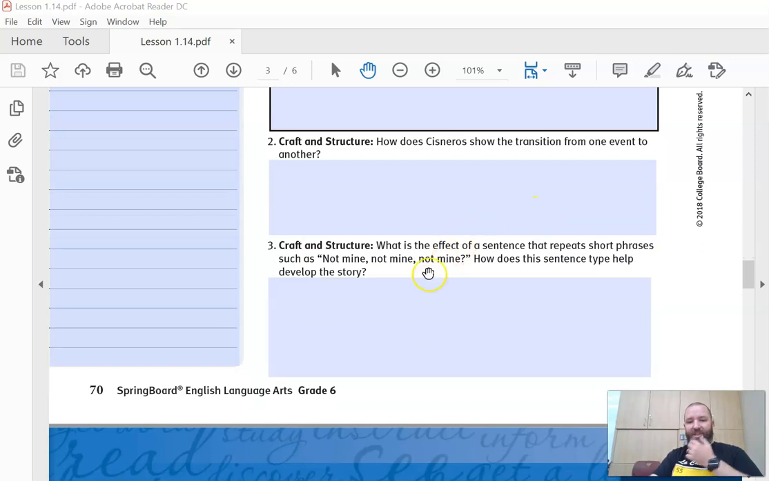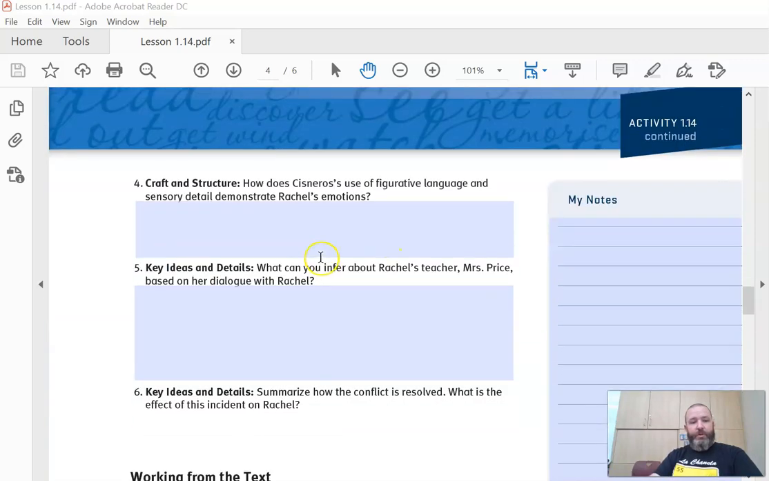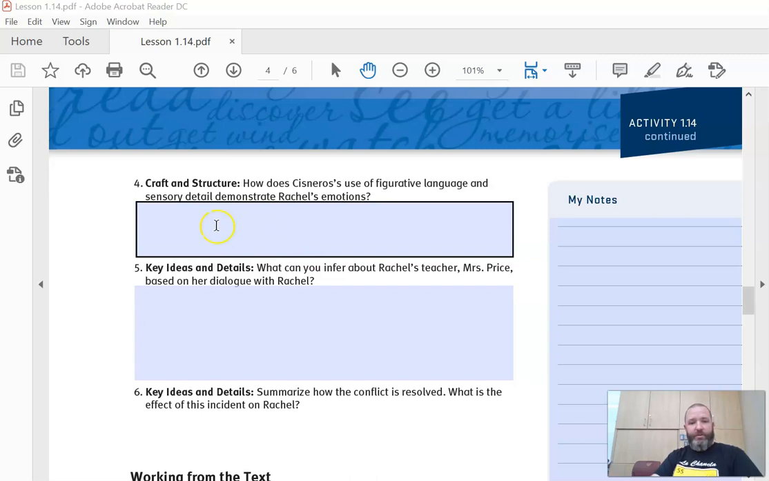Number 3, what is the effect of a sentence that repeats short phrases such as not mine, not mine, not mine? How does this sentence type help develop the story? This will make much more sense after you read the story. Number 4, how does Cisneros' use of figurative language and sensory detail demonstrate Rachel's emotions? There is some excellent figurative language in this story. If you go back through and look for any of those similes and metaphors, then you will be able to answer this question.